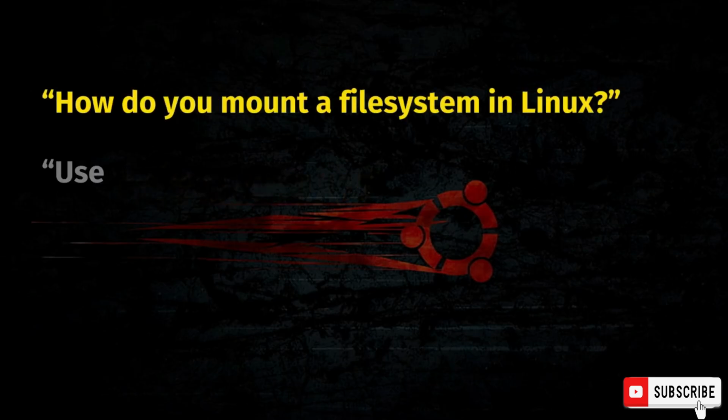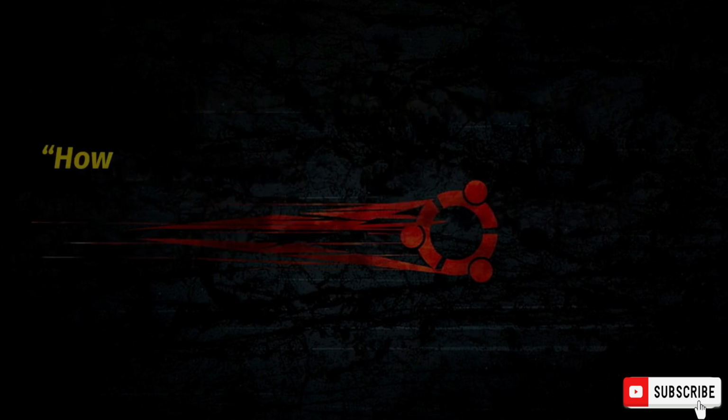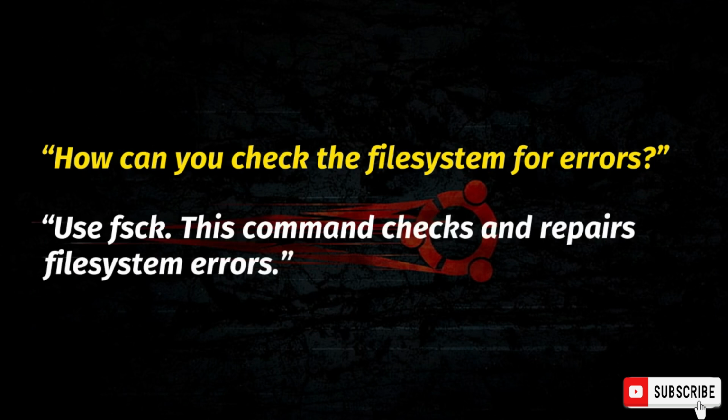File systems. How do you mount a file system in Linux? Use mount /dev/device_name /mount_point. This attaches the file system to the specified directory. How can you check the file system for errors? Use fsck. This command checks and repairs file system errors.